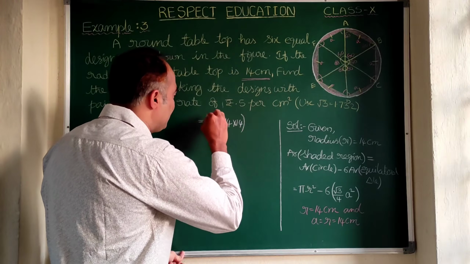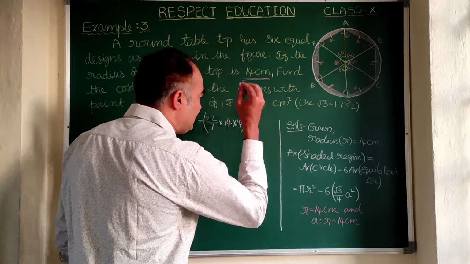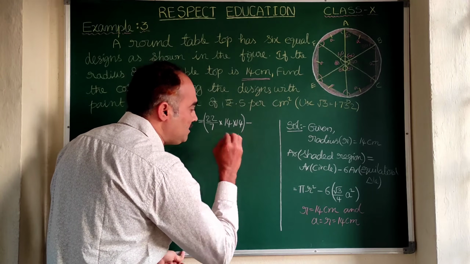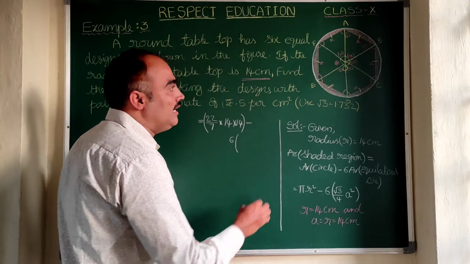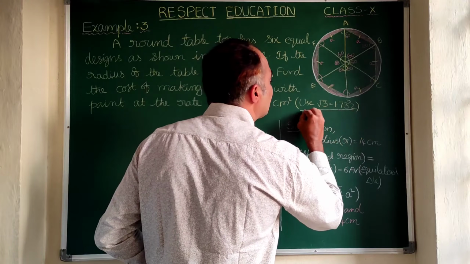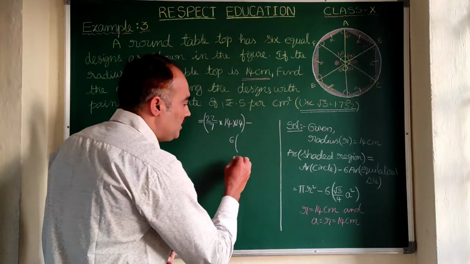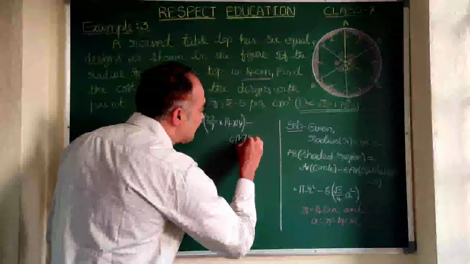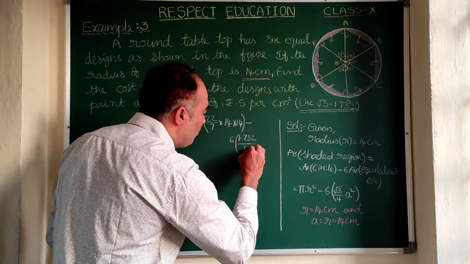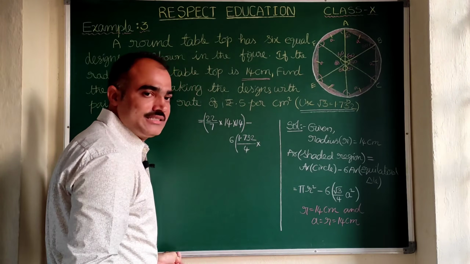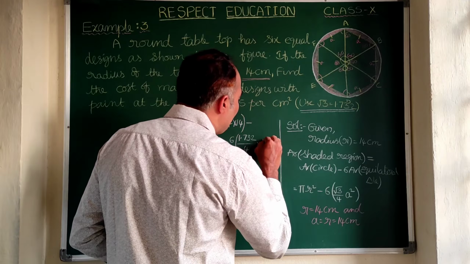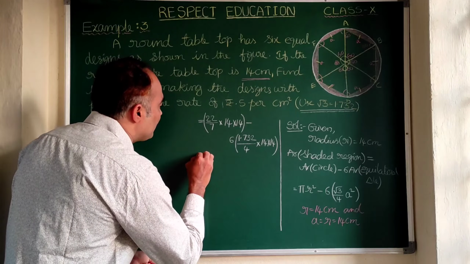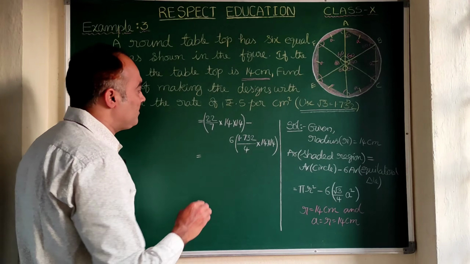This is the area of circle minus, as the place may not be sufficient, here I am writing 6 times root 3 by 4. Here it is given, we can use root 3 as 1.732. So in place of root 3, I am writing 1.732 by 4 into A square. Since A is 14 here, we can write 14 into 14. Right. Now let us simplify this value.